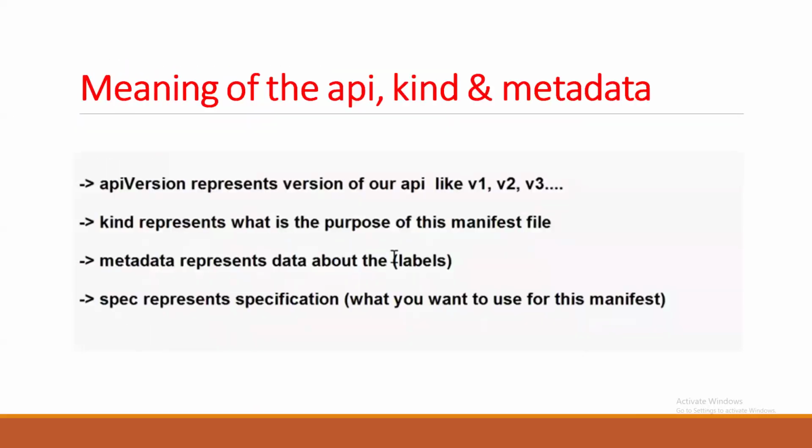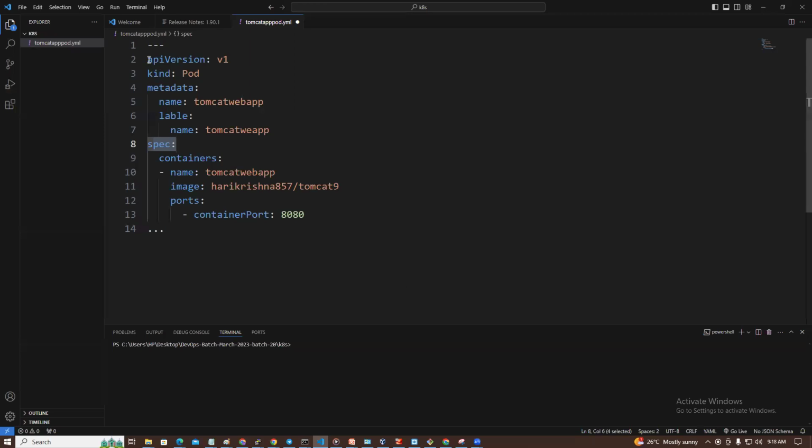So yesterday we discussed that for writing the manifest file, we need an API version, kind, metadata, and a spec. So what is API version, guys? API version represents the version of our API, like V1, V2, V3. So what is important in the manifest file, guys? API version.